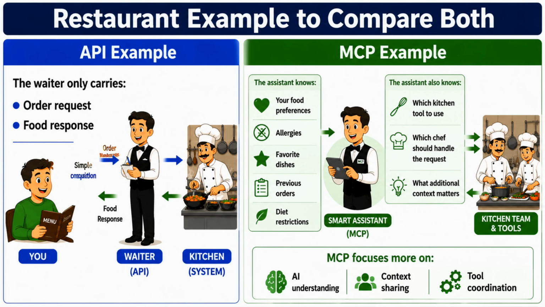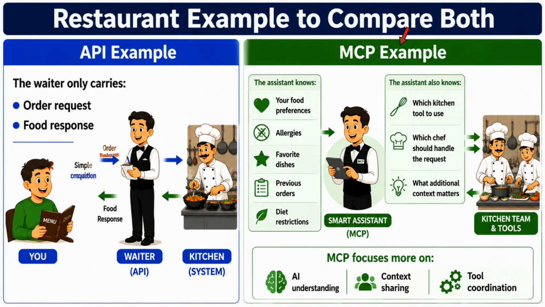Now we will see the restaurant example to compare MCP and API. API example. The waiter only carries the order request and food response. Simple communication happens. MCP example. Now imagine a smarter assistant. The assistant already knows your food preferences, your allergies, your favorite dishes, your previous orders, your diet restrictions. The assistant also knows which kitchen tool to use, which chef should handle your request, what additional context matters. That is closer to how MCP works.